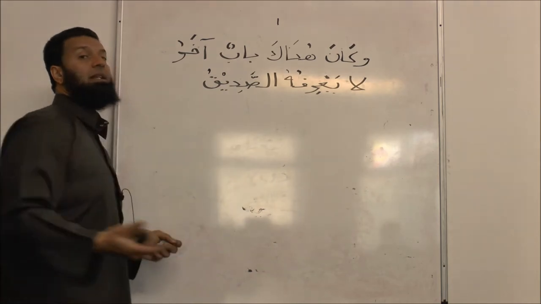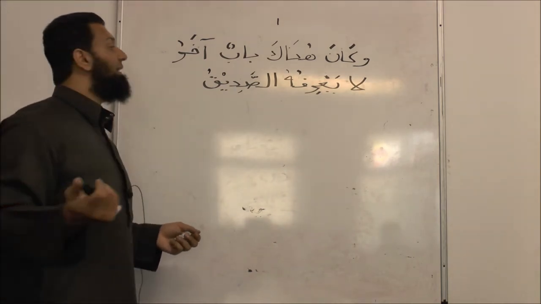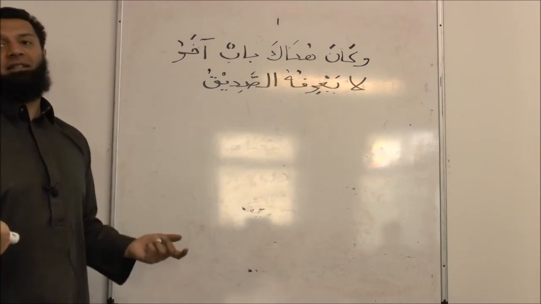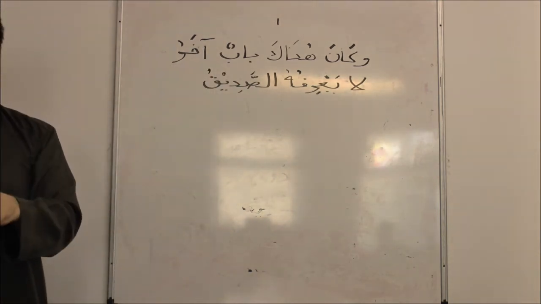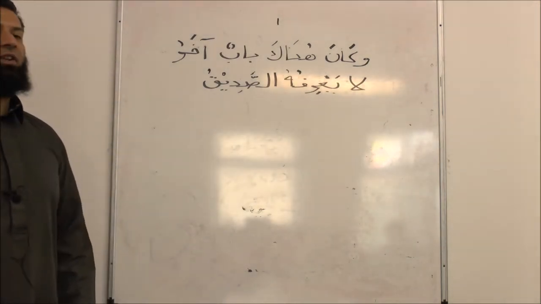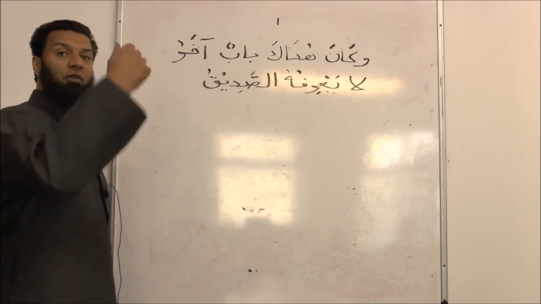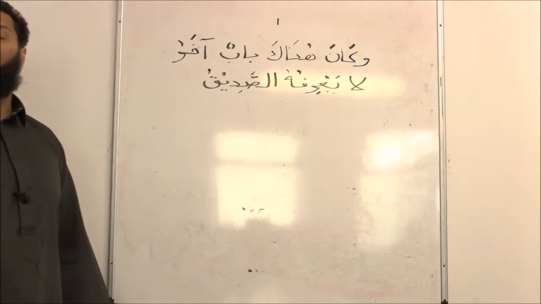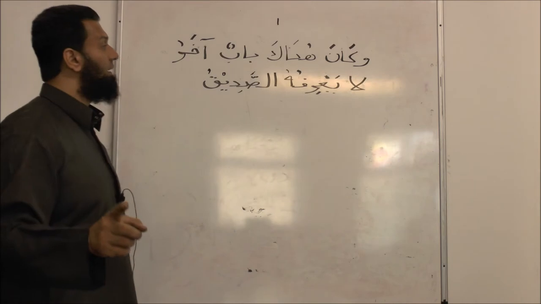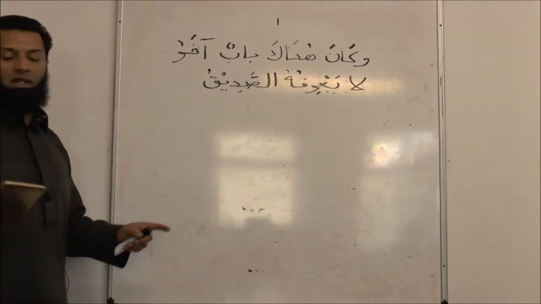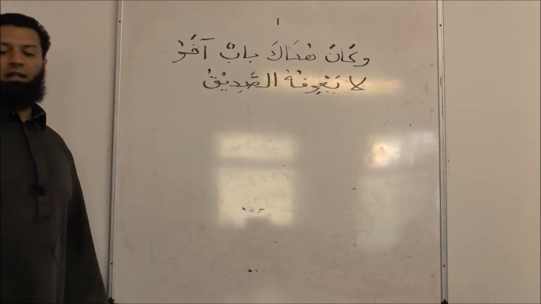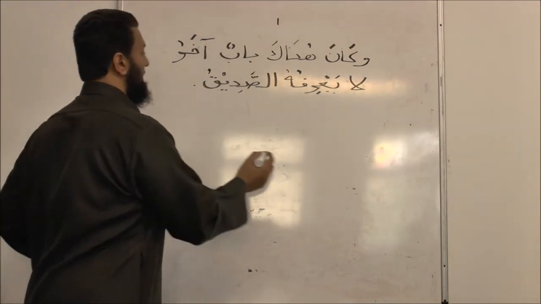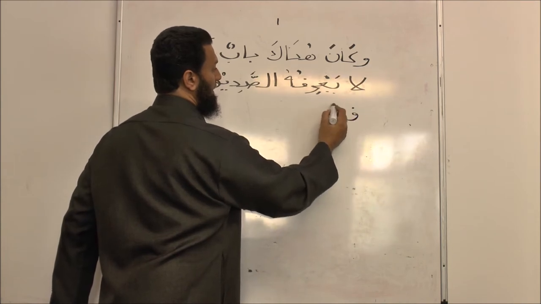La ya'rifuhu as-sadiq. The friend didn't know about it. What does it refer to? The door. The other door. There's another door, and they need another door. Why? Because the front door, that's where the owner of the house is knocking on it. Kana hunaka babun akharu la ya'rifuhu as-sadiqu. Faqala lahu al-khadimu ihrab min al-bab alladhi inda al-bi'r.